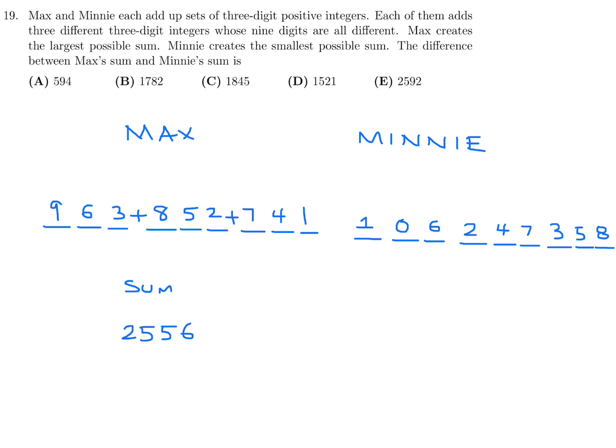All right, now I've got to add these guys up, 106, 247, and 358, and when I do, I get 711. So that's sum, just like the convenience store. And now the difference between these two numbers, 2556 minus 711, is 1845. So number 19, the answer is C.